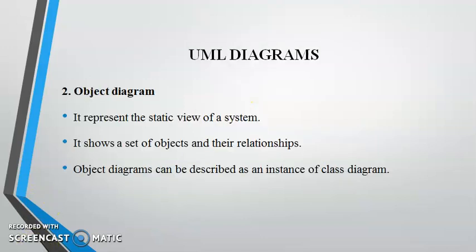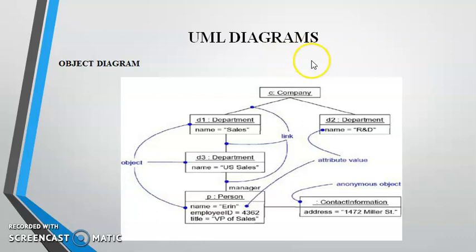Second diagram which comes under structural is object diagram. It also represents the static view of a system. And the second thing is it shows a set of objects and their relationships. And third thing, an object is an instance of a class. This is the object diagram.